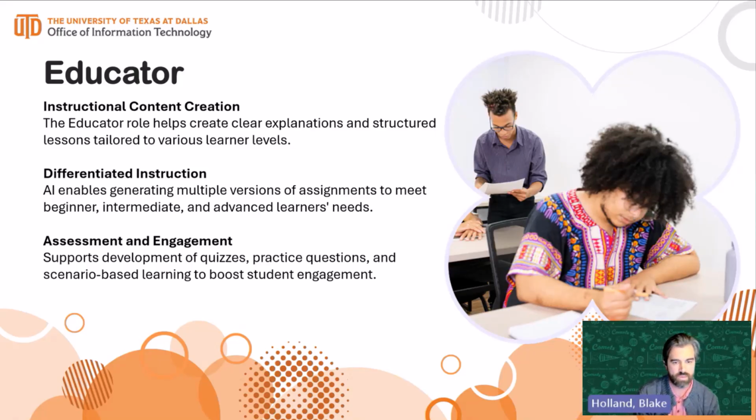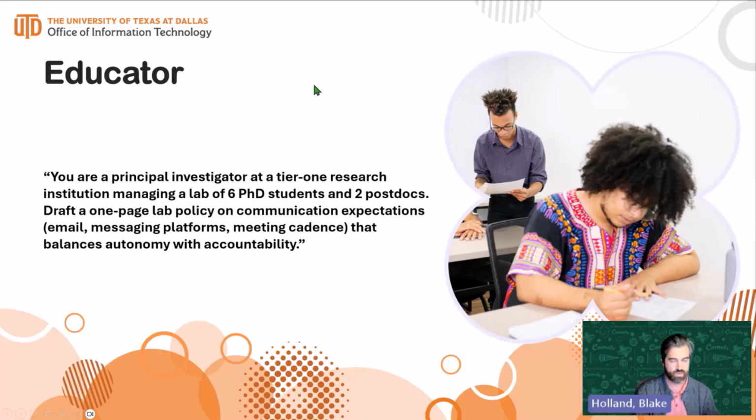So what these are going to go into is it's going to help you connect with your students in new ways, and it will also help you gain some content quickly. That way you can focus on all the different content that you want to create. So you are a principal investigator at a tier 1 research institution managing a lab of 6 PhD students and 2 postdocs. Draft a 1-page lab policy, communication expectations, email and messaging platforms, meeting cadence that balances autonomy with accountability.